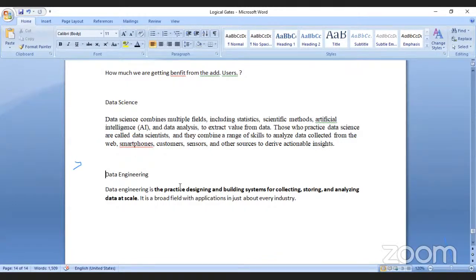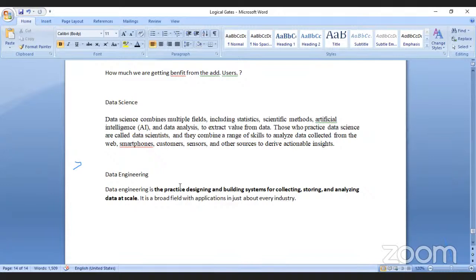So see here, data science and data engineering are almost the same kind of things. Data engineering is a building block: how we are storing, how we are collecting the information, and how we are analyzing the data. For small scale, civil engineering is about buildings. This is about data engineering. Here they are building data systems, that is, database systems.